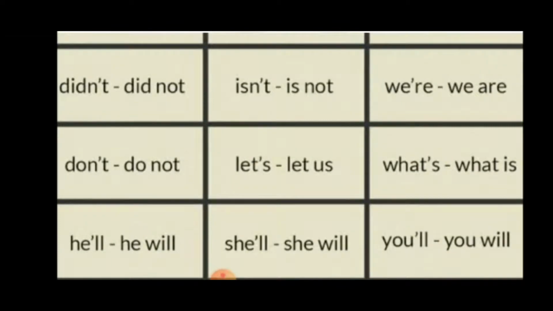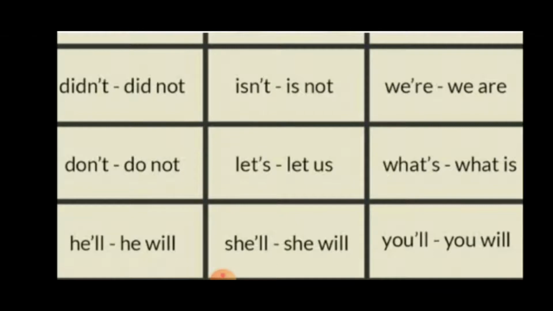See some more examples. Did not will be changed into didn't. After did, n, apostrophe, then t. Here it shows that we have removed o from here. Here do not, so it will be don't. After don, apostrophe will be there. O is removed, so that's why the apostrophe is here. Then t. So do not will be changed into don't.